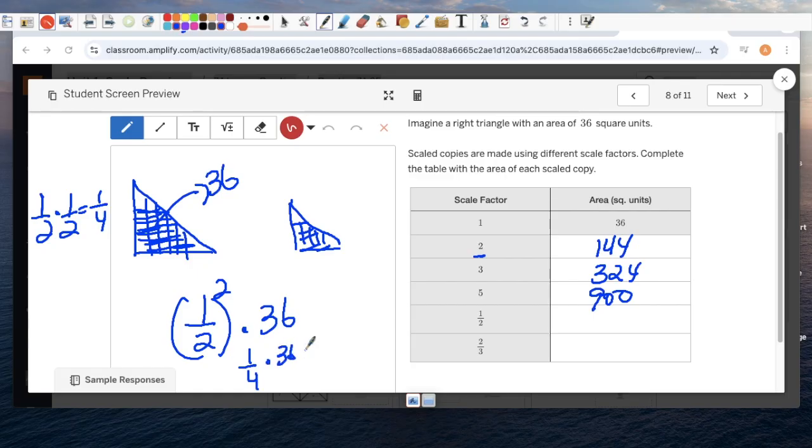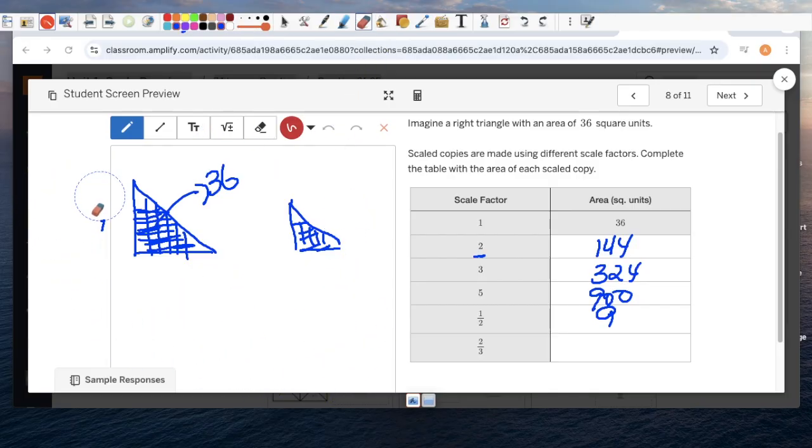Times 36. So what's 1/4 of 36? Let's say you had $36 and I took 1/4 of that. It's the same thing as 36 divided by 4, which is 9. So 1/4 of 36 is 9. Okay. And we have one more.